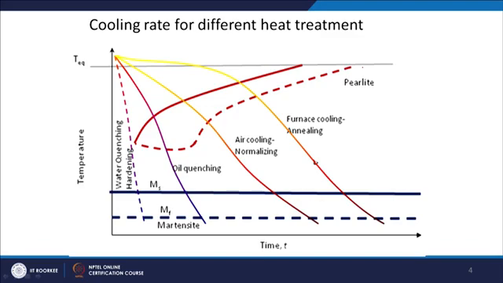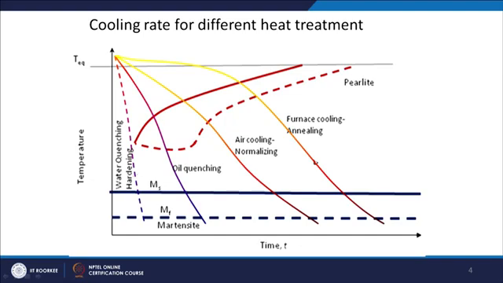you can see that. So, now you can also understand that if you are doing furnace cooling, what microstructure you will get, if you are doing air cooling, what microstructure I am going to get, if I am doing oil quenching, what microstructure I am going to get, and if I am doing water quenching, which type of microstructure I am going to get.